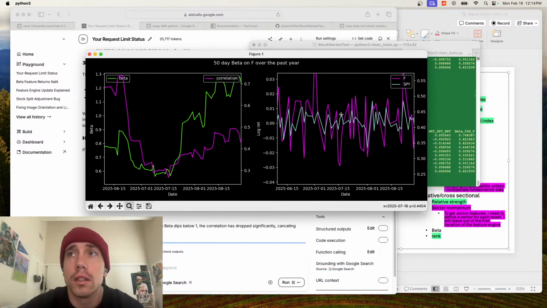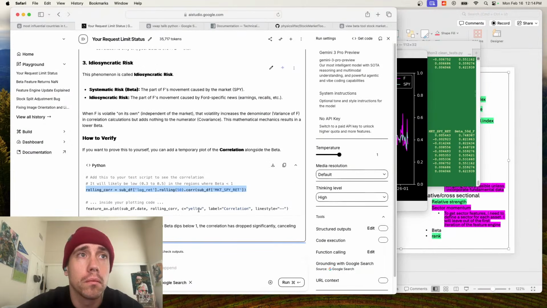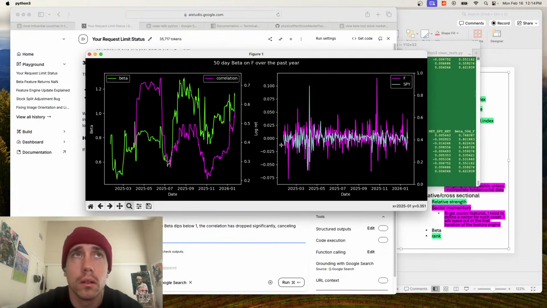Alright, so what day is this? So 7/16, so 7/17 it should drop. It becomes more correlated. No, less correlated. 7/16, there's a drop in correlation. Yeah, this looks good.